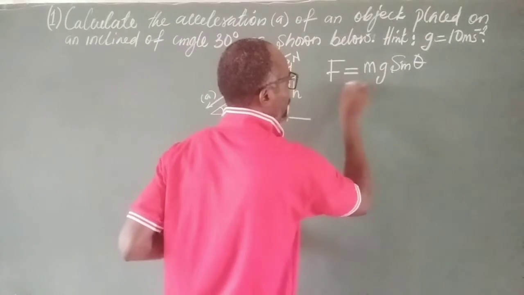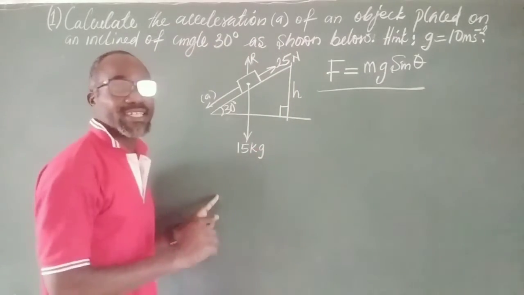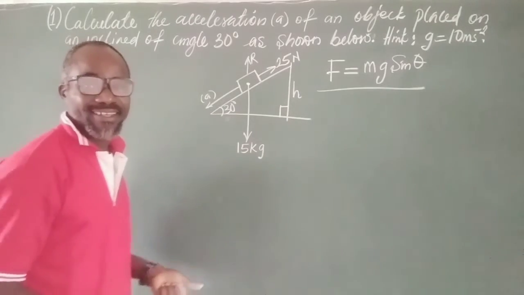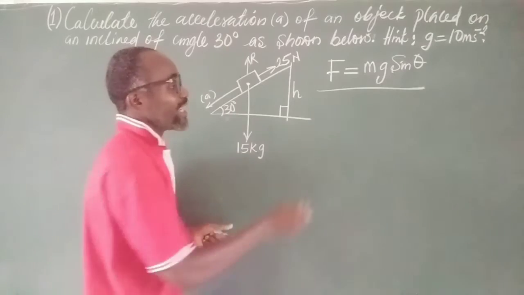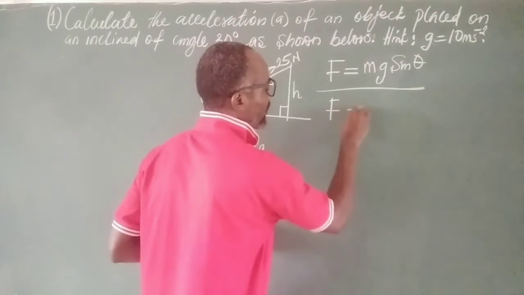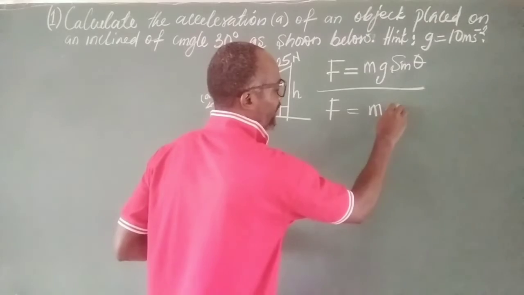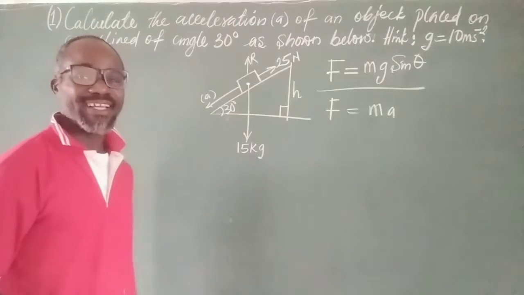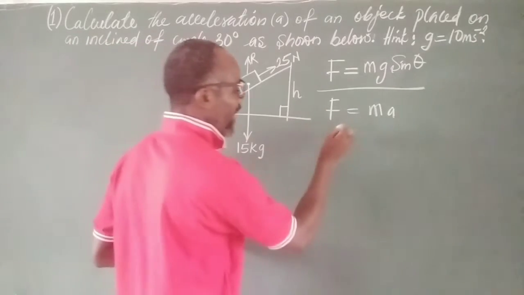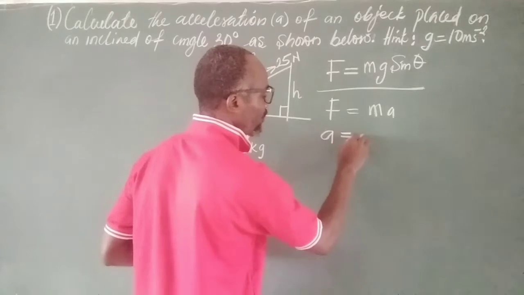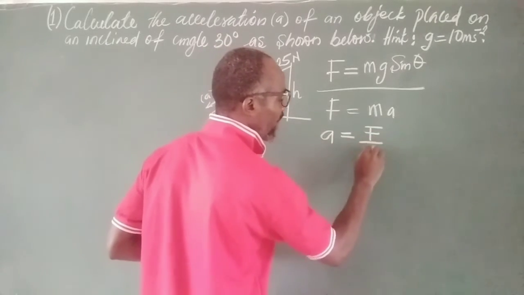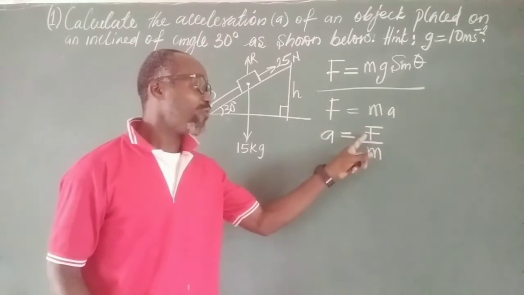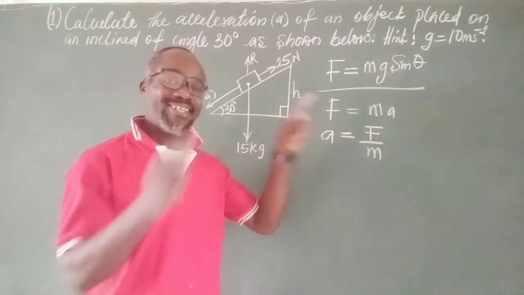So with this formula, we are going to find the force, first of all, before we now find the net force. After finding the net force, we apply the second formula, which is F is equal to ma, where we now make a the subject of the formula and then find its value. If we make a the subject, it becomes a is equal to F all over m. By then, we must have found the value of this F. So let's delve into it.